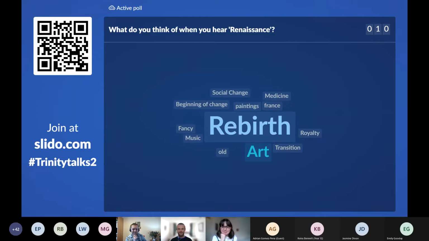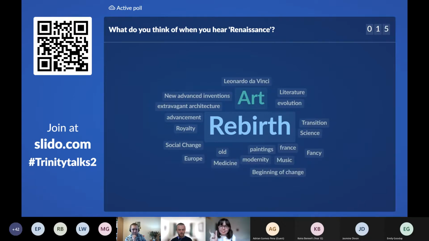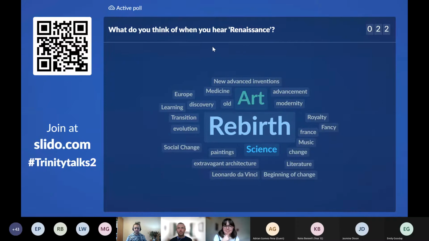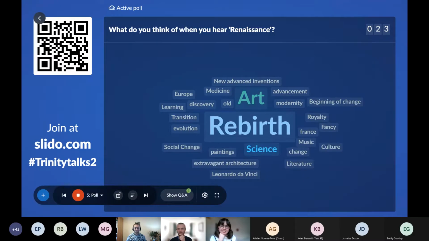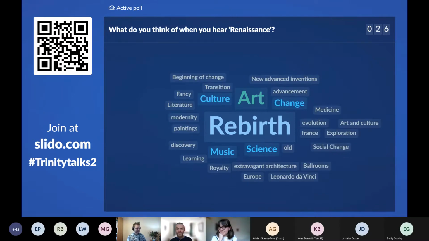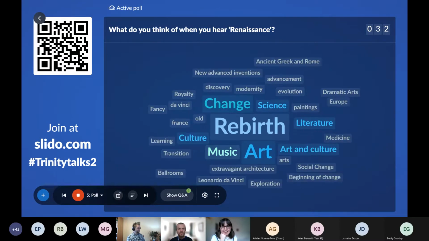Oh, this is a really great start. Rebirth is coming up most prominently at the minute. And if you look at the word Renaissance, that's actually a French word, a direct translation for rebirth, as naissance is birth. So Renaissance translates directly as rebirth. Wow, this is a great collection. I'll just give it a couple more seconds. Right, excellent.